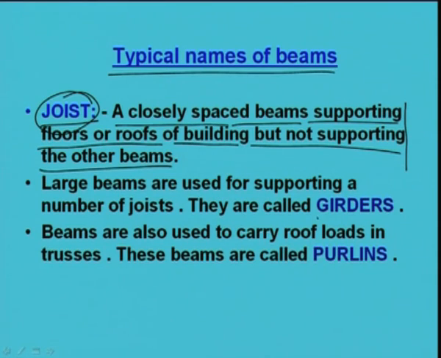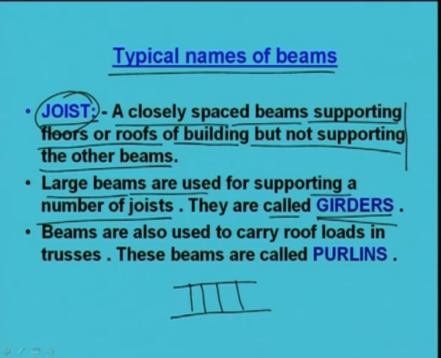Another is girder. Large beams used for supporting a number of joists are called girders. That means, suppose these joists are supported by a large beam, I can say this is a girder and this is a joist. The joist is supported on the girder. So, we can find out which one is the girder and which one is the joist, and the term girder is used mostly in the case of bridges.